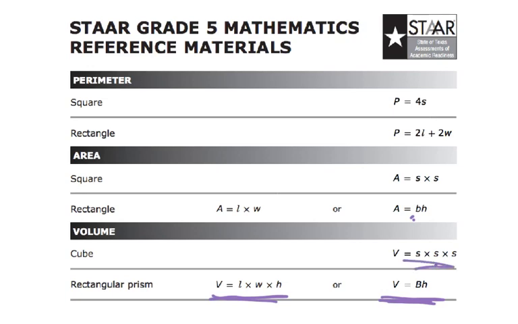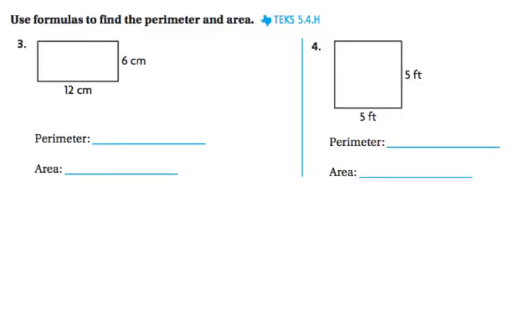Notice volume is a three-dimensional concept. Area is a two-dimensional concept. Perimeter is a one-dimensional concept because you're really looking at just how much is going around, and you can take whatever that was and put it out in a line. Okay, let's look at the second section.